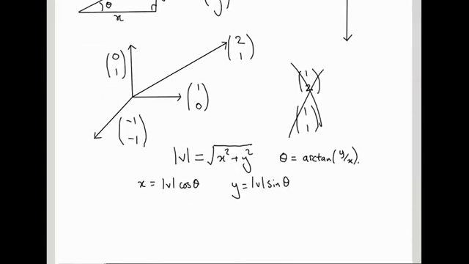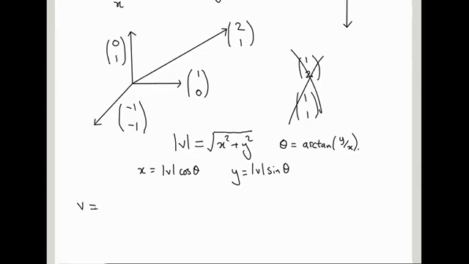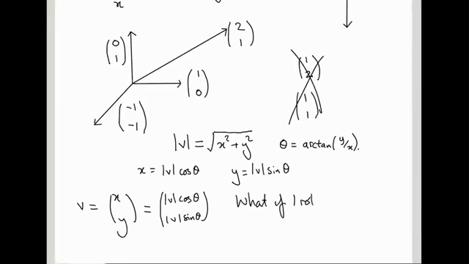Okay, so the vector v is (x, y), so it can also be thought of as (norm v cos theta, norm v sine theta). Now I wanted to tell you about matrices really rather than vectors. The way we're going to get there is to ask the question: what happens if I rotate v by, let's say, an angle phi anti-clockwise?